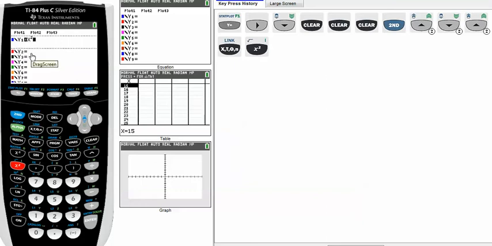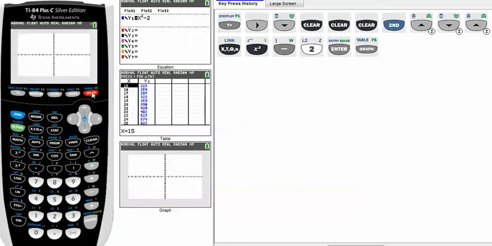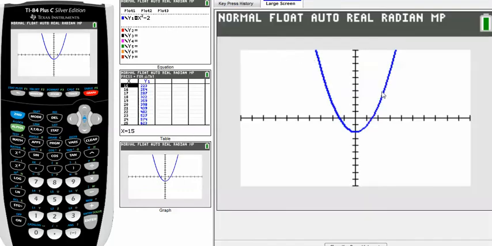And I'm going to make it x squared minus 2. And that's my first graph. I'm going to hit enter, and there's my graph. Now, if I hit graph, hopefully this comes up and we can see what it looks like. There we go. I'm actually going to go to large screen. So it looks something like this.